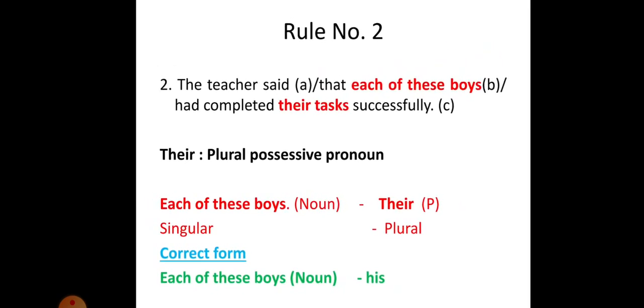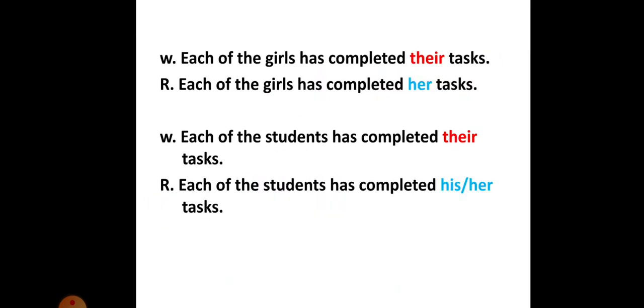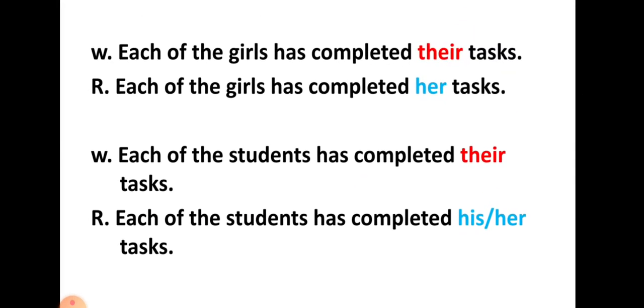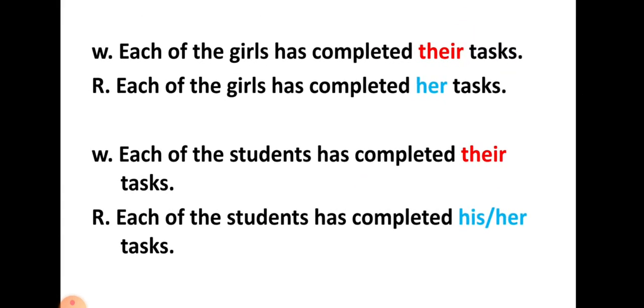So rule number 2 is over. Now look at these examples. Each of the girls has completed their tasks. So girls is plural, but it is preceded by each, so it should be considered as singular. So the correct answer is, each of the girls has completed her tasks, not their tasks.